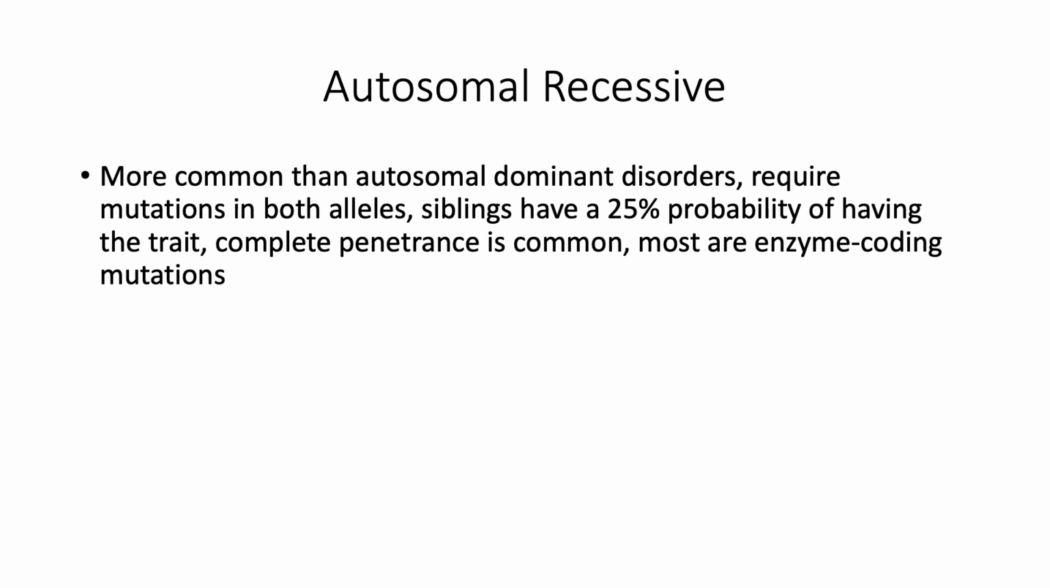Autosomal recessive conditions are more common than autosomal dominant disorders, and they require mutations in both alleles. Siblings have a 25% probability of having the trait. Complete penetrance is common, and most of these are enzyme coding mutations.